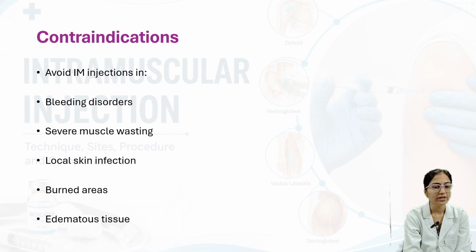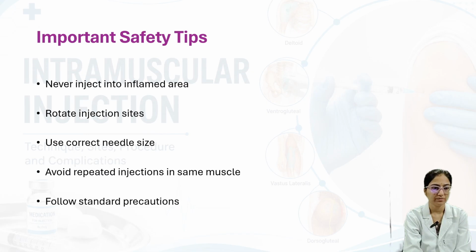Next, we'll see contraindications here. Avoid IM injections in these conditions: bleeding disorder, the patient who has a bleeding disorder, and then severe muscle wasting, and then local skin infection, and then burned areas, and also edematous tissue. These are the contraindications of IM injection.